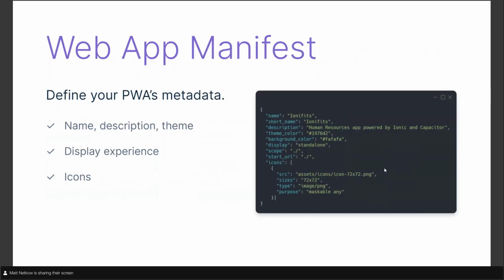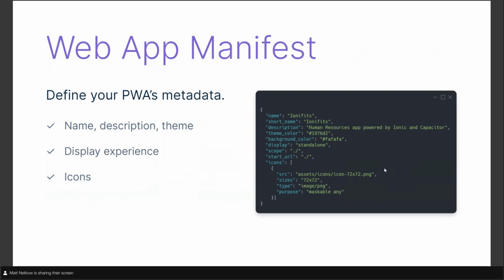The next step is the web app manifest. Think of this as a simple JSON-based configuration file that defines your PWA's metadata. It tells iOS or Android what to do with your PWA, and lets it know that it is in fact a PWA. There's just a few simple elements. On the right there, I've got an image of what a sample app manifest would look like.